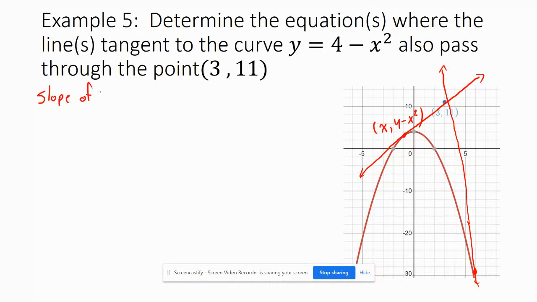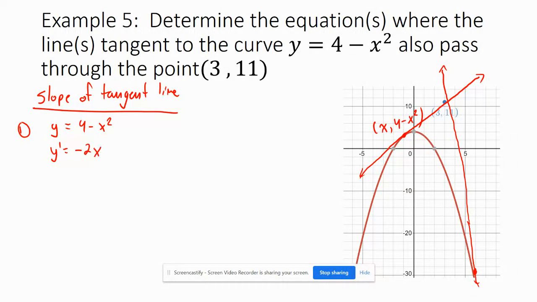Now, the slope of the tangent line. If I have y equals 4 minus x squared, that means y prime: the derivative of 4 is 0, and the derivative of negative x squared is negative 2x. This is the slope of the tangent line over here.